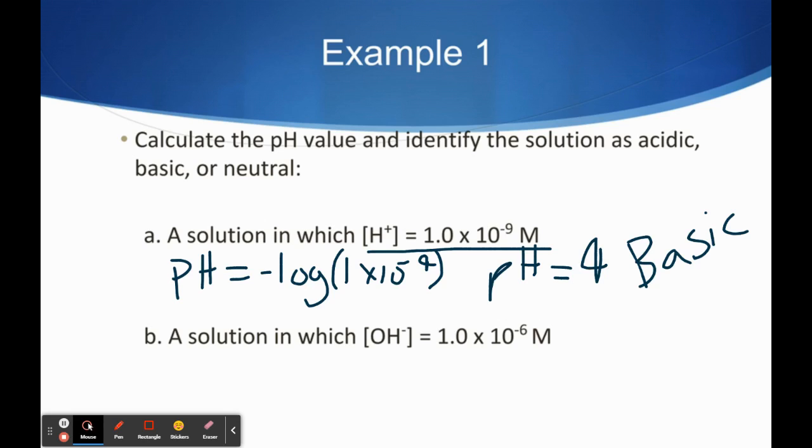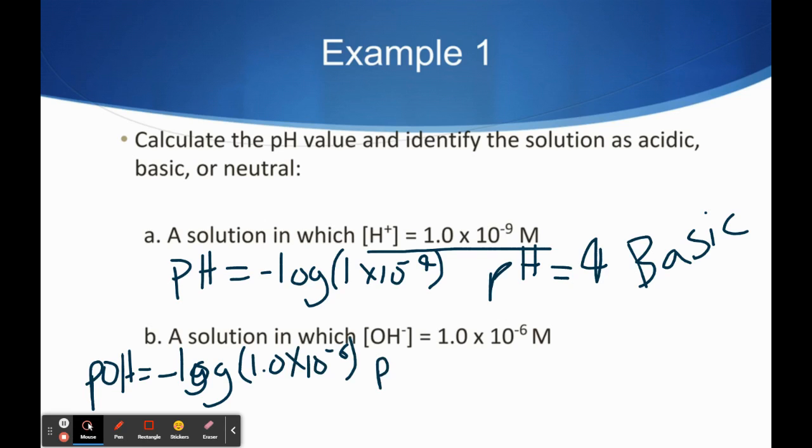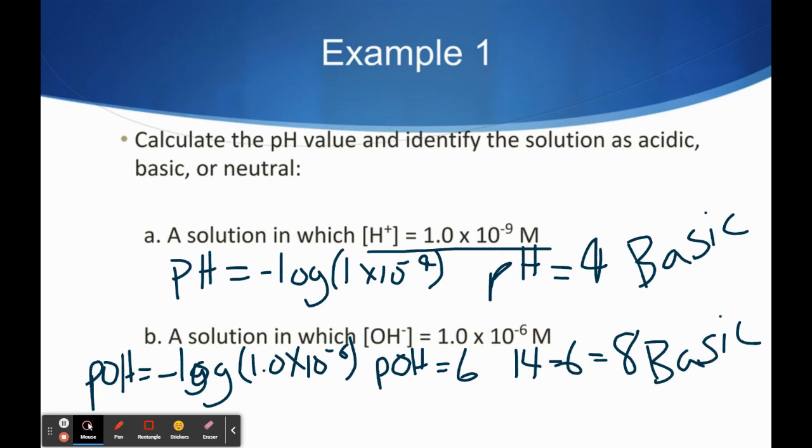Solution B has an OH- concentration of 1.0 times 10 to the negative 6th. So we are going to find first the pOH by putting it into the equation, negative log of the concentration, which is 1.0 times 10 to the negative 6th. So we get a pOH of 6. So now we have to find the pH. So to do that, you would do 14 minus 6. That gives you a pH of 8, which is also a basic solution.